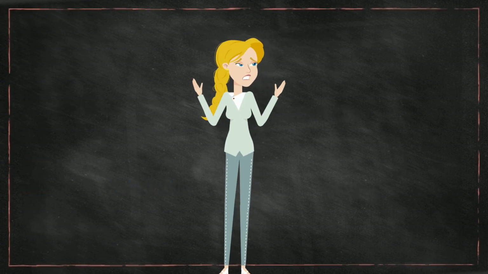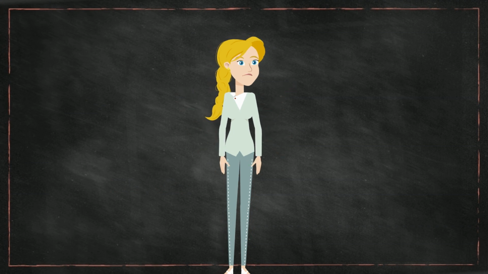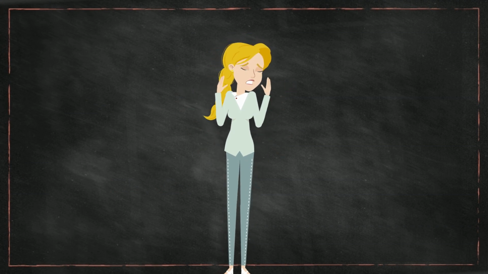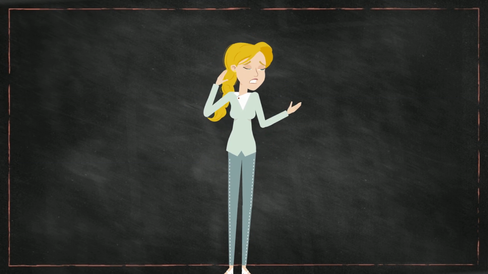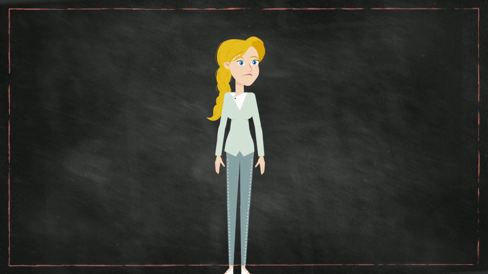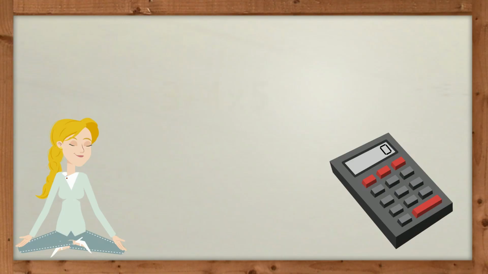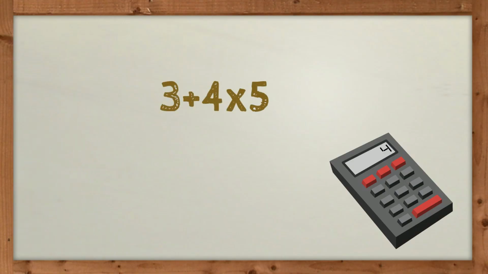I know what you're thinking. Why would I even need rules, and why can't I choose any operation that I want to use? Well, let's have a look at this example and see how it could be solved differently if the order of operations didn't really matter.